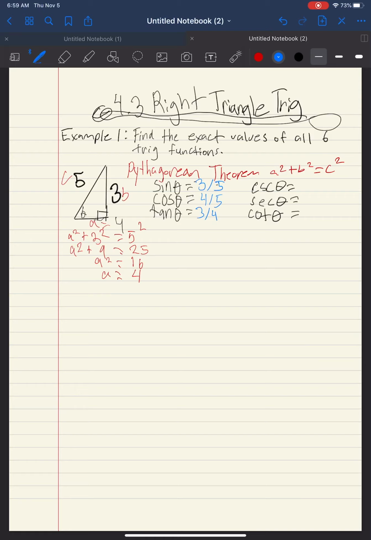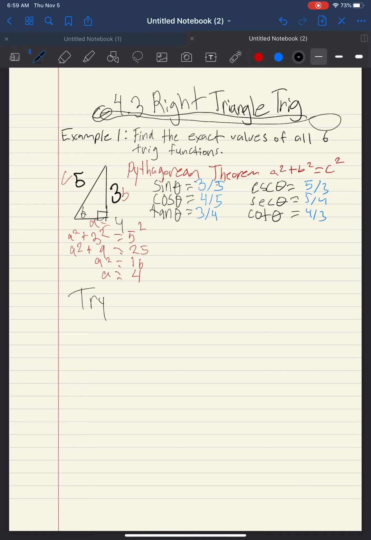And then cosecant is the reciprocal of sine. So instead of 3 over 5, it's 5 over 3. Same thing with secant, the reciprocal of cosine, so it's 5 over 4. And then cotangent is the reciprocal of tangent, which is going to be 4 over 3. Simple enough. So let's try this one.